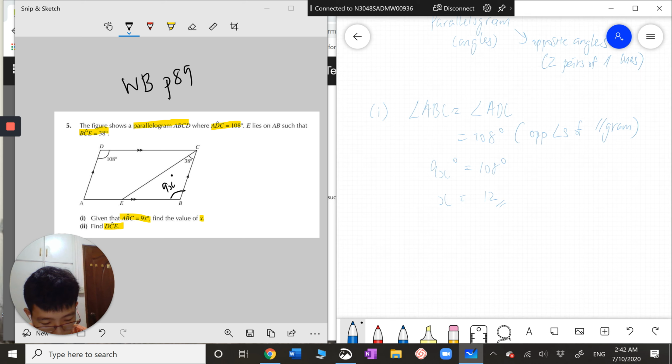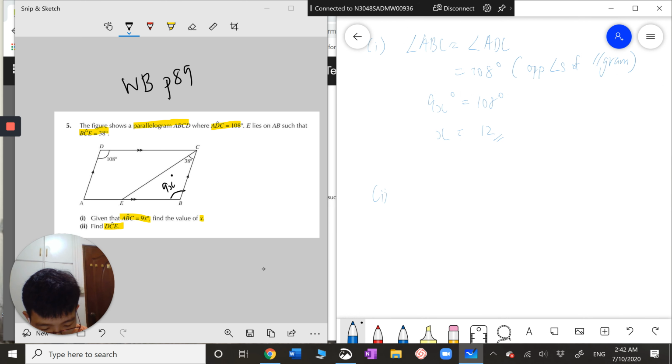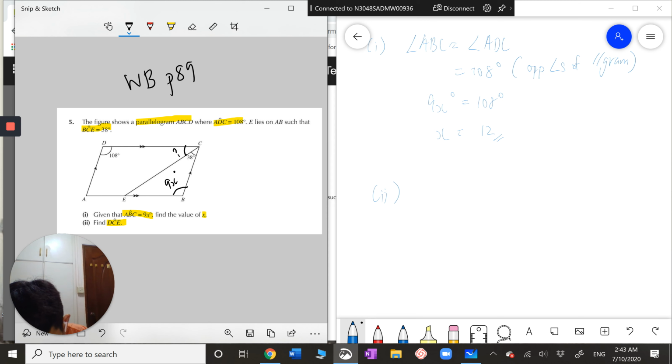So moving on to part 2, they say find angle DCE. So where is angle DCE? D, C, and E. So actually it's these small parts over here. Whenever we are trying to find an angle at the corner of a quadrilateral, we always need to find out what is the total angle in this region, and after that, you subtract one of them to get this angle here.